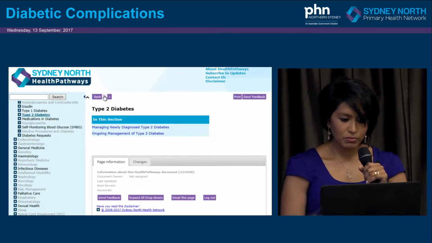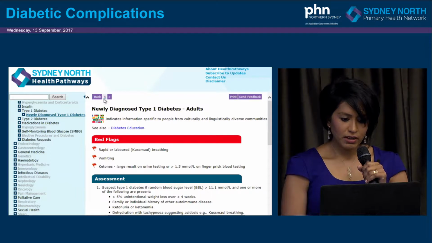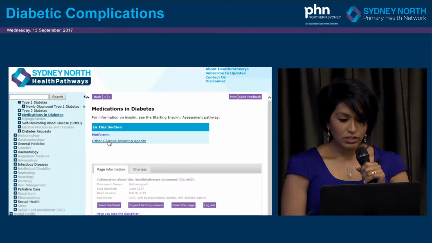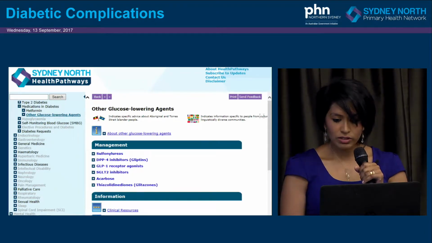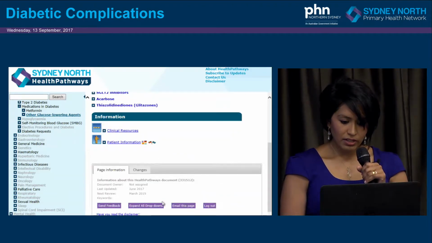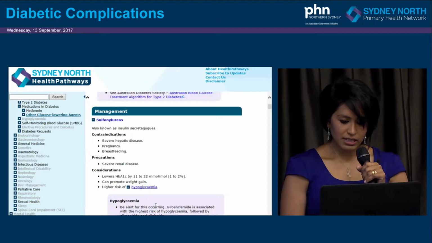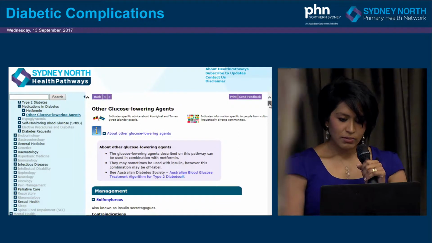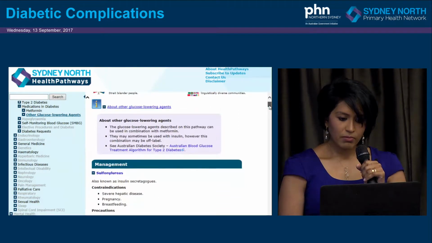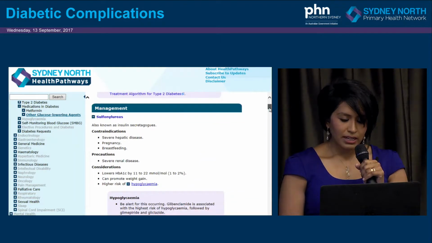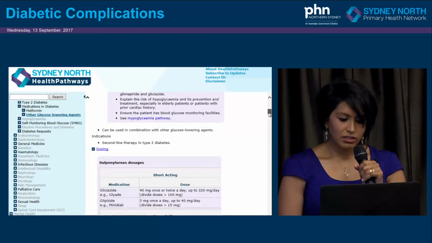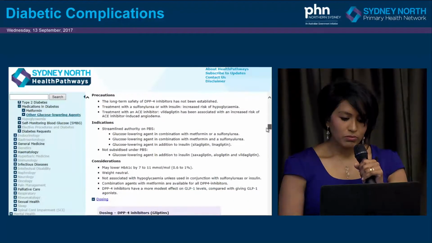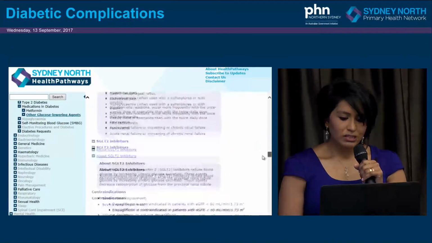I just want to show you, for example, medications in diabetes. If you're thinking, what am I going to use for my patient? Apart from metformin, you can click on other glucose lowering agents. If you go down the bottom, I like expanding all the drop downs so you can see everything on the page. Some of the pages have red flags at the top if they're more clinical things. But here, this has a list of all your medications used in diabetes, side effect profiles, which patients it would be useful in, precautions, and it's all there on the one page.